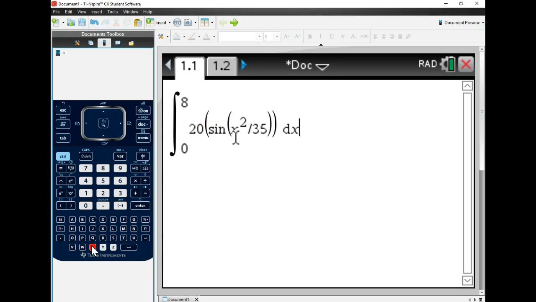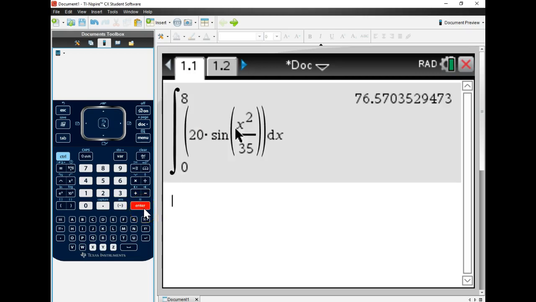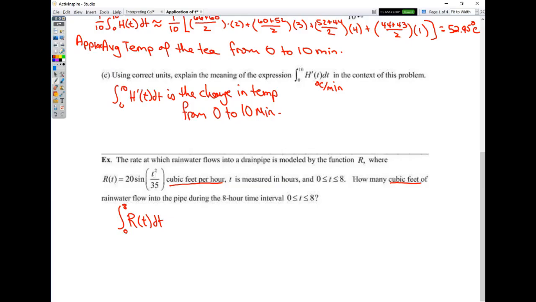And if I just hit enter, the calculator says the answer is 76.570 feet cubed. And I say, thank you very much, Mr. Calculator, or Miss Calculator. I don't know. It depends on what you've named your calculator. By the way, if you haven't named your calculator, you should do that. Makes you and your calculator have a much better day with each other. And that's it. You're done.